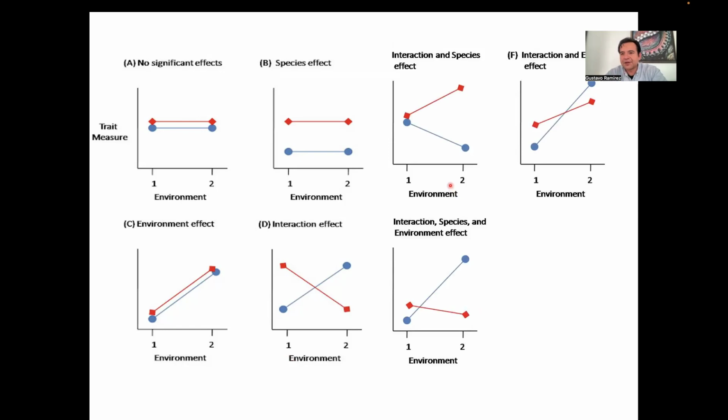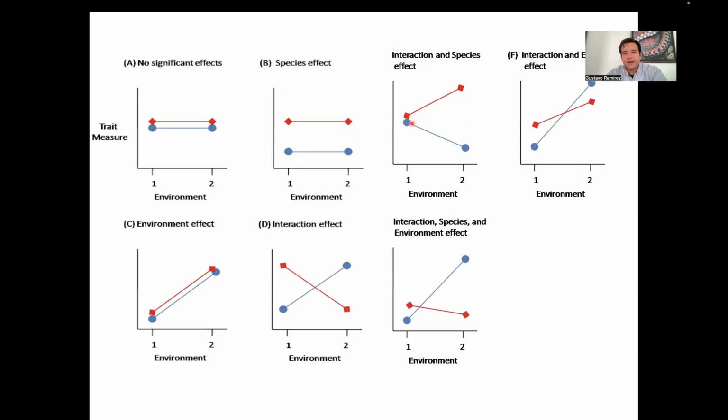Just super briefly here, a couple more scenarios. Here we would have an interaction and species effect. Again, note that the mean for all of these data across environment one and environment two is the same. There's a lot of observations up here now, a lot of observations down here, but the mean is right there, and the mean is right there for environment one. Again, mean right there for environment two.